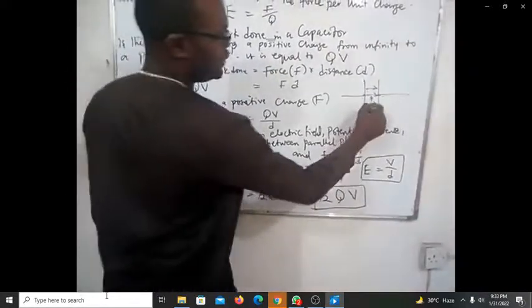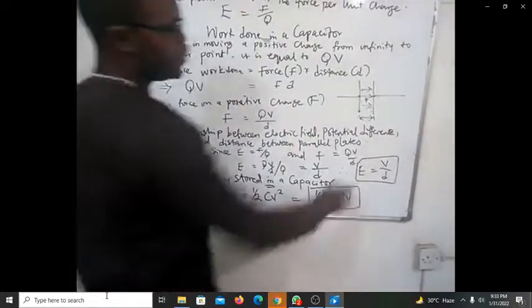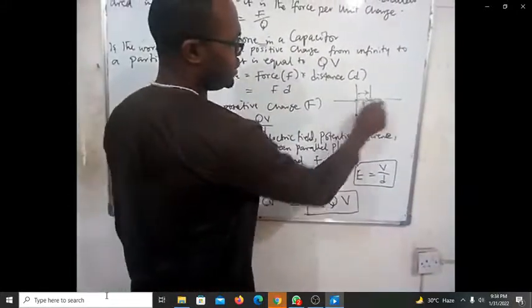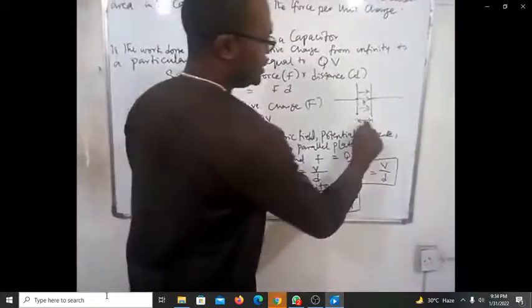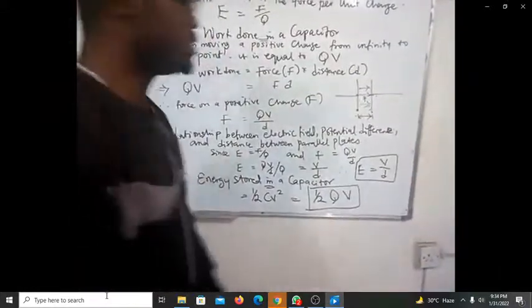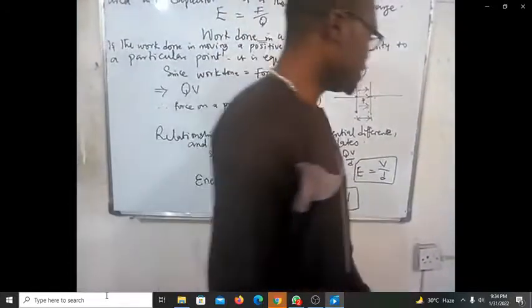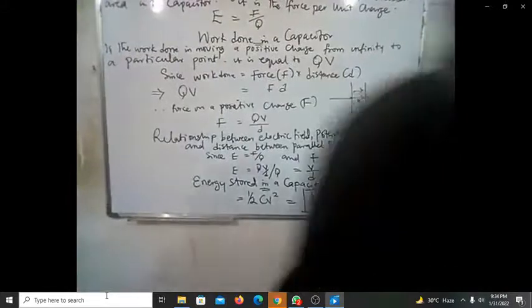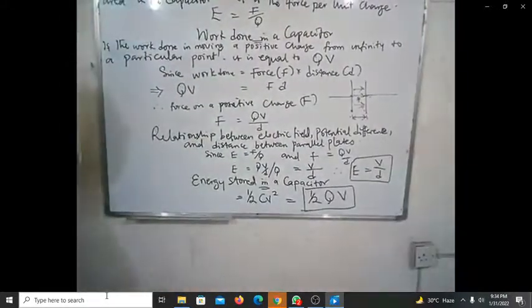So in essence, the electric field between the plates is equal to the potential difference across the terminals of the capacitor all over the distance between the plates. Very, very important relation: electric field equals potential difference all over distance. Take note of this. We are going to be using it in subsequent calculations.